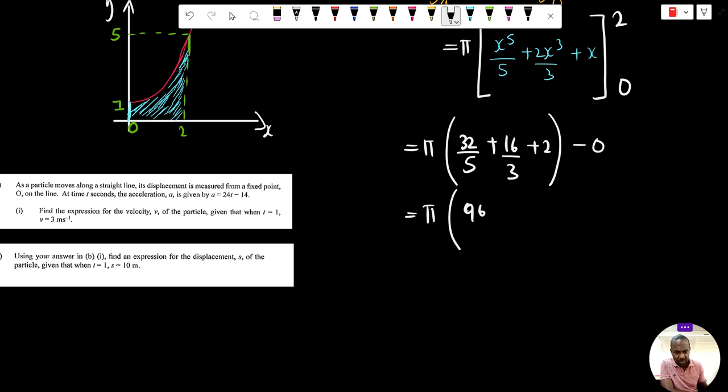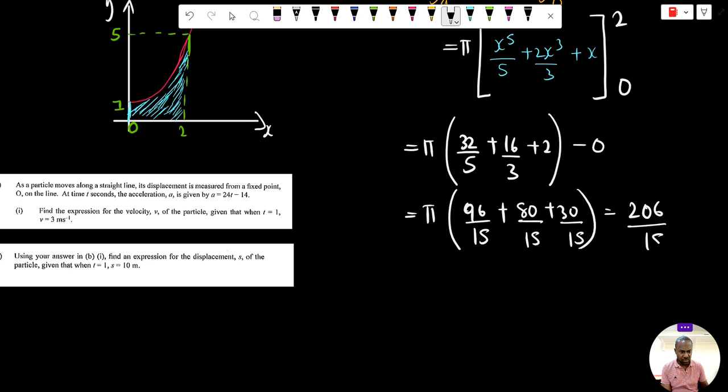So this is 96 over 15. And then this, of course, would be 80 over 15. And this is plus 30 over 15. And I would say that 80 plus 30 is 110, plus 96, that's 206 over 15. So this is 206 over 15, and of course you have pi, and because it's volume, we put cubed units, right? Can this be simplified any further?